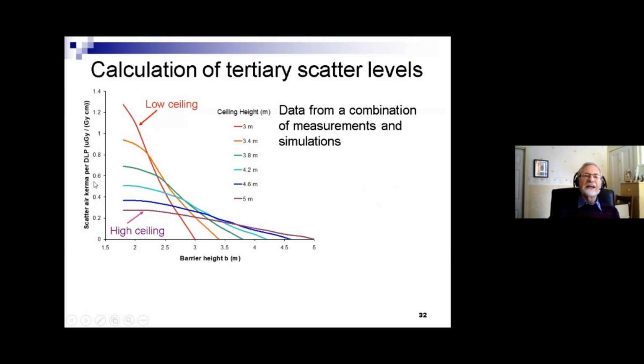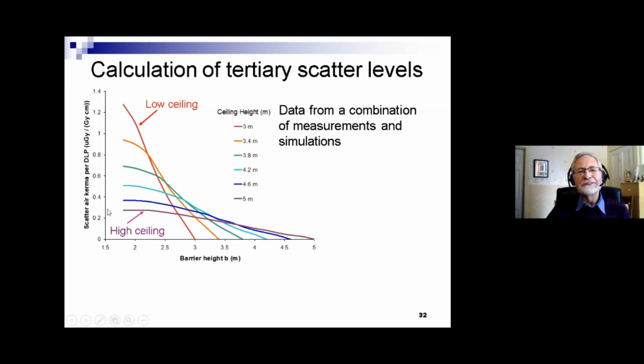So we've got scatter air kerma per DLP against the height of the barrier, and these are the different heights of ceiling. So if you've got a high ceiling, a long way away, we don't get too high a scatter level. But if we've got a low ceiling, 3 meters, then we get quite a lot of scatter, because the scattering surface is quite close to us.